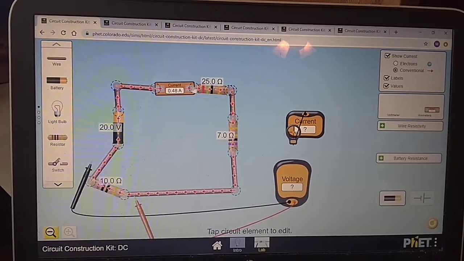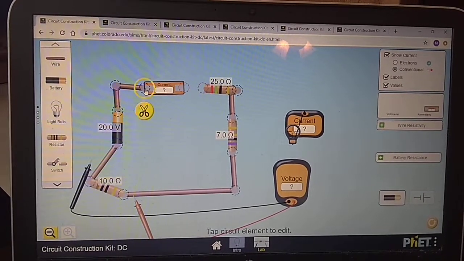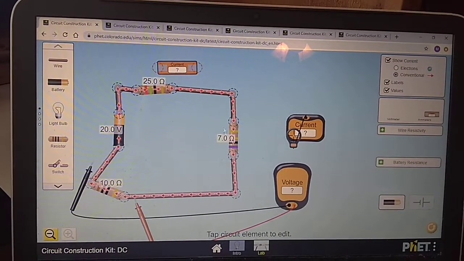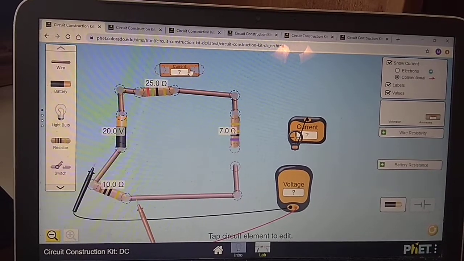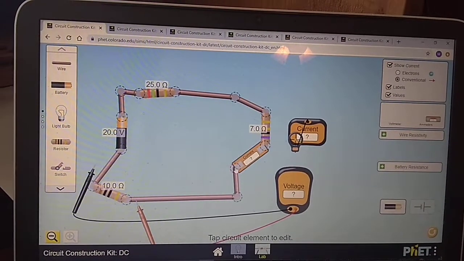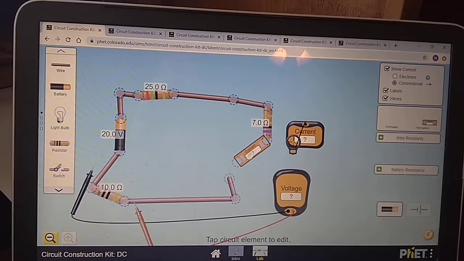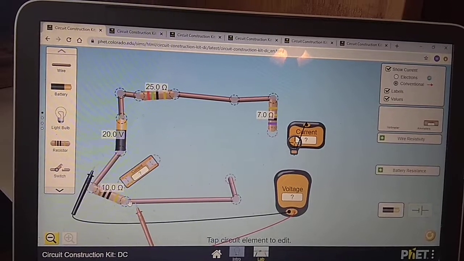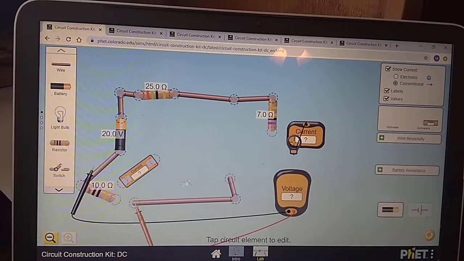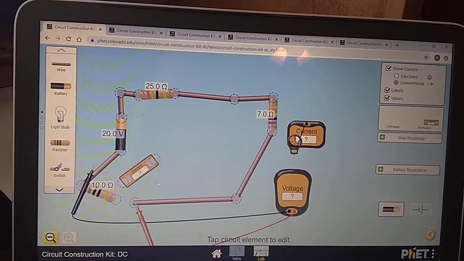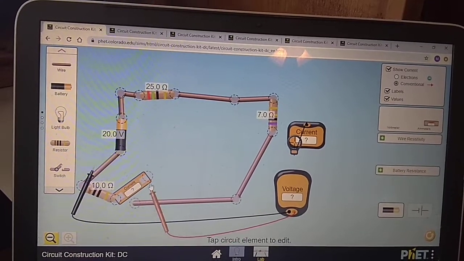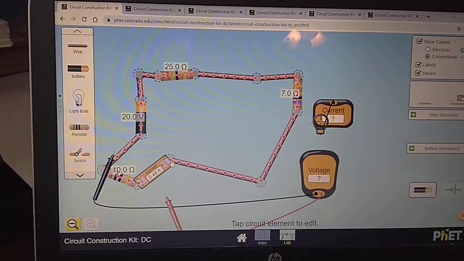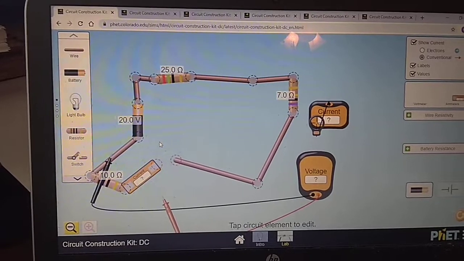we get 0.48. Let's put it somewhere else. Let's put it after this resistor. We get 0.48. Let's put it before this resistor. We get 0.48. So the current anywhere in a series circuit is going to be the same.